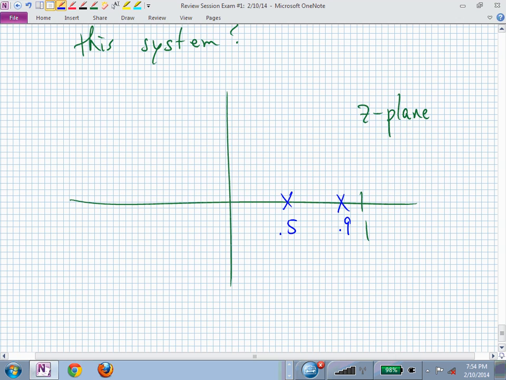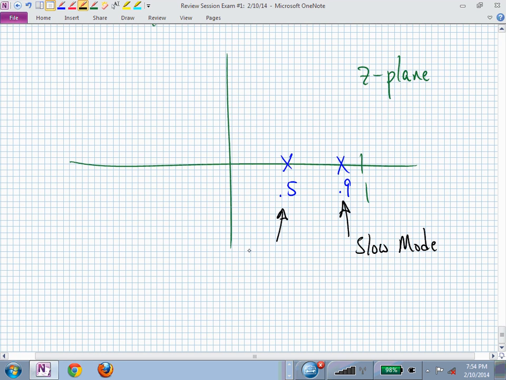All right. So what I'm trying to say is this is the slow mode because it shrinks much more slowly, and it's all relative. But in this class, we'll just say concentrate on the slow mode, and this is the fast mode.